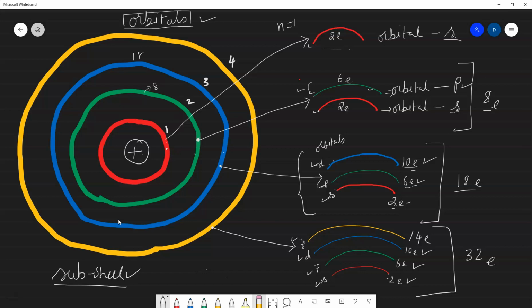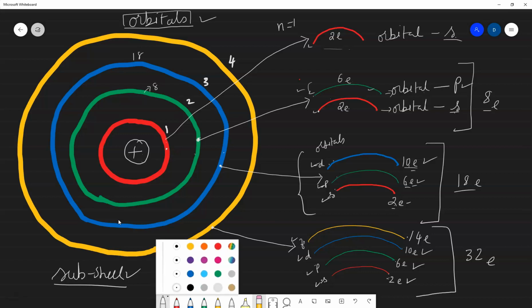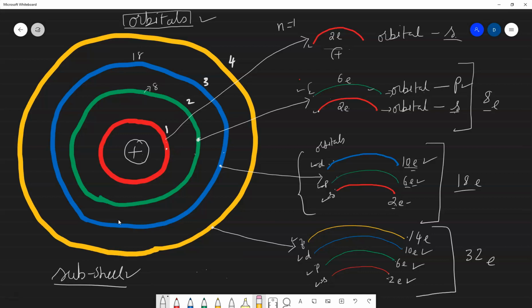So the s can have 2, p can have 6 maximum, d can have 10 maximum, f can have 14 maximum. One more thing you have to keep in mind is which orbital is close to the nucleus. So I'm going to put a plus sign here to show the nucleus.